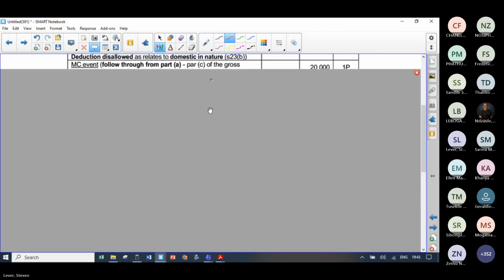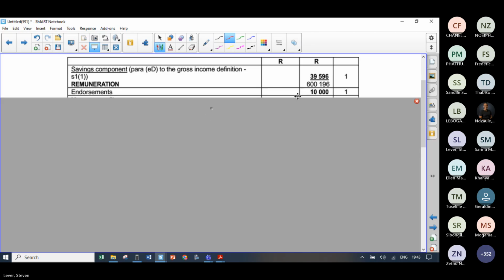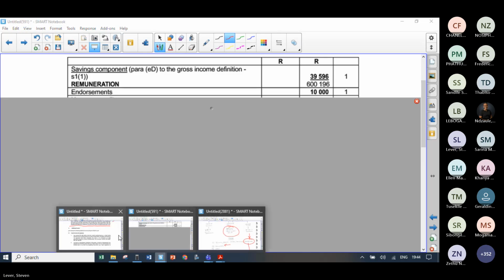Sorry, go back up there. The 10,000 goes into your income. Carrying on a trade, she earns 10,000 Rand, and it goes into her income.